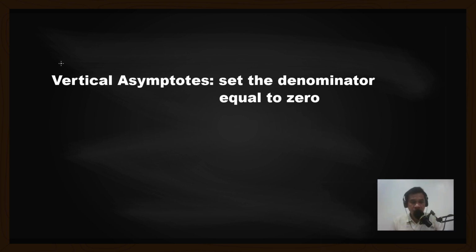To find the vertical asymptote, we simply equate the denominator equal to 0. So let's have an example. G of x is equal to 3x plus 6 over x minus 2. So our P of x here is 3x plus 6, and then our Q of x is x minus 2. So to find the vertical asymptote, or the VA, we simply equate Q of x equal to 0, or our denominator x minus 2.